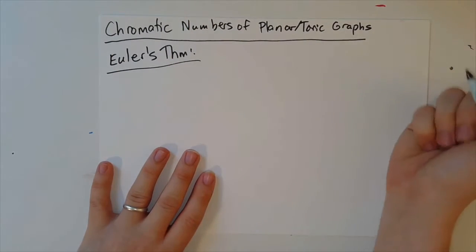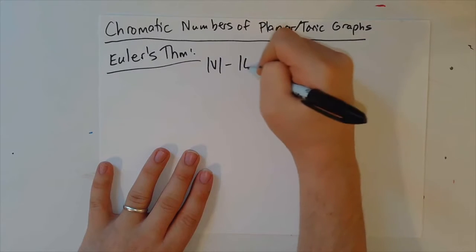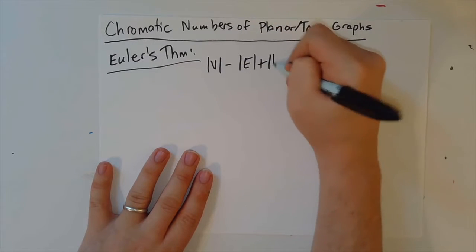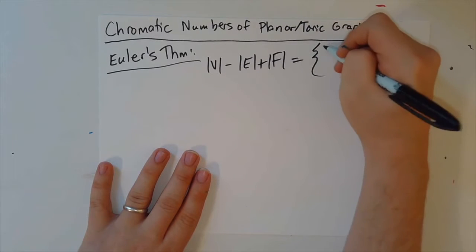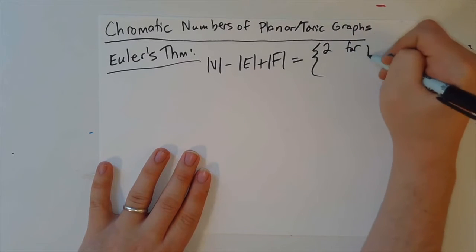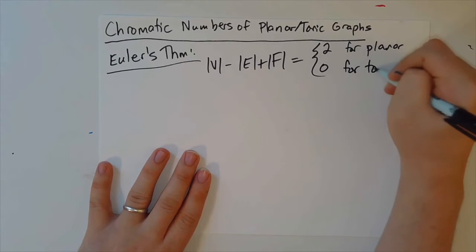that says that if you're looking at a planar slash toric graph, then you have this relationship that this thing is this Euler characteristic, which is 2 for planar graphs and 0 for toric graphs.